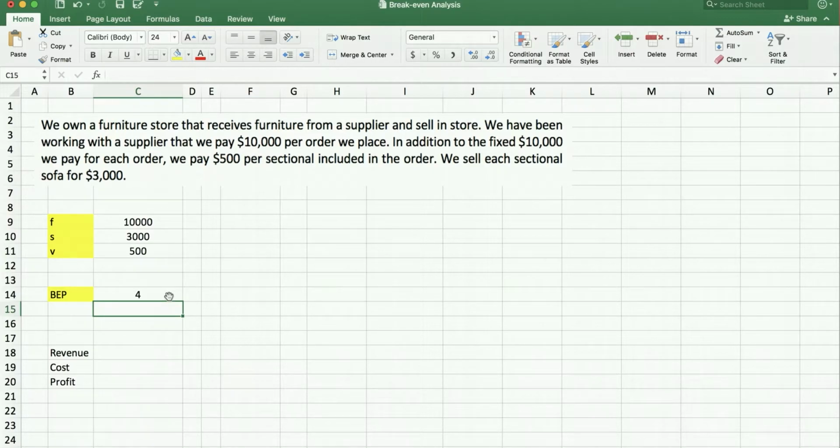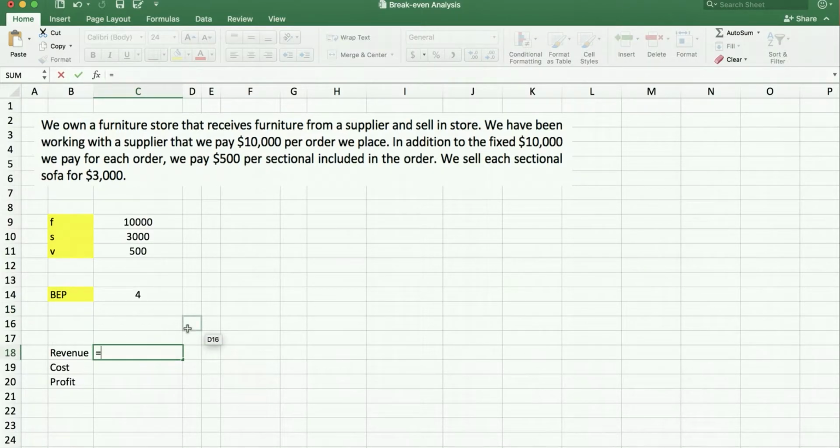So let's look at how much our revenue is at this break-even point. So how much am I selling each sofa for? That value is $3,000, right? Selling price is $3,000. So for each sectional sofa that I'm selling, I'm selling it for $3,000, and if I sell 4 of them, I will be making $12,000.